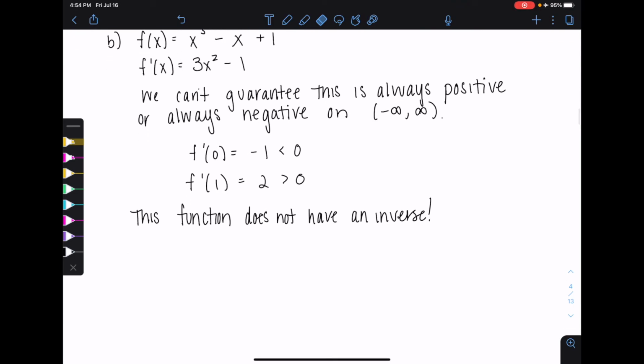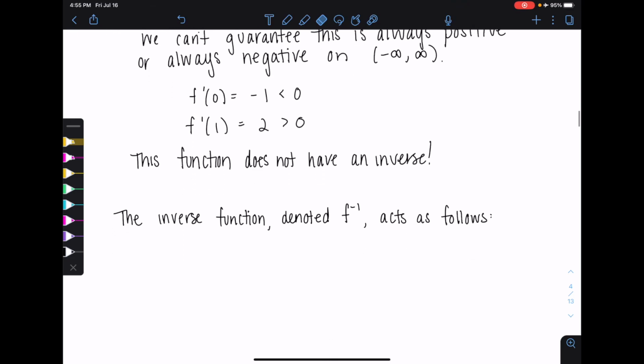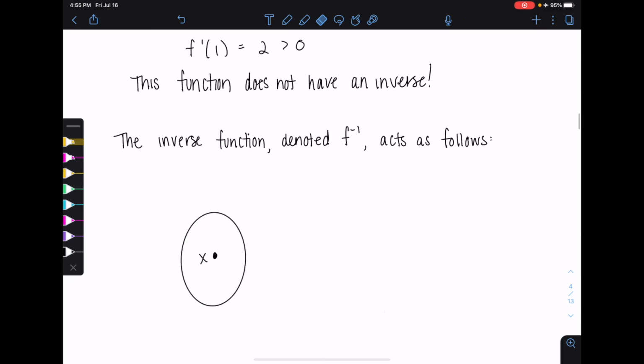The notation that we're going to use is f with a negative 1 power. You don't want to confuse it with an exponent, thinking this means 1 over f. That negative 1 power is purely acting as a notation for the inverse. So ultimately, it's going to act as follows.